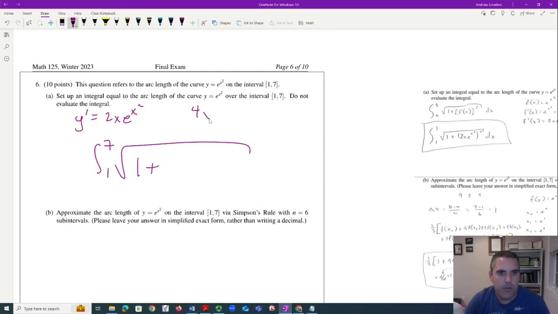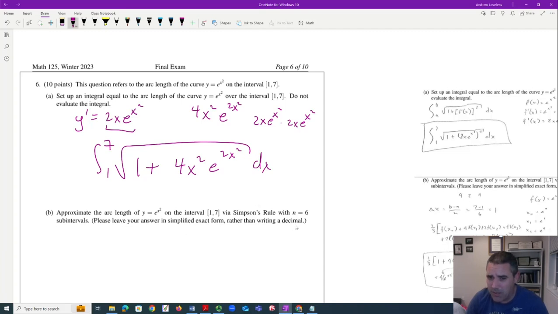It's going to be 4x squared e to the 2x squared. If you don't know how I got that, squaring means two copies of the same thing. So what I did in my head was this times this, and then I rearranged the multiplication in a way I wanted. So anyways, that's what this is going to be: 4x squared e to the 2x squared dx.